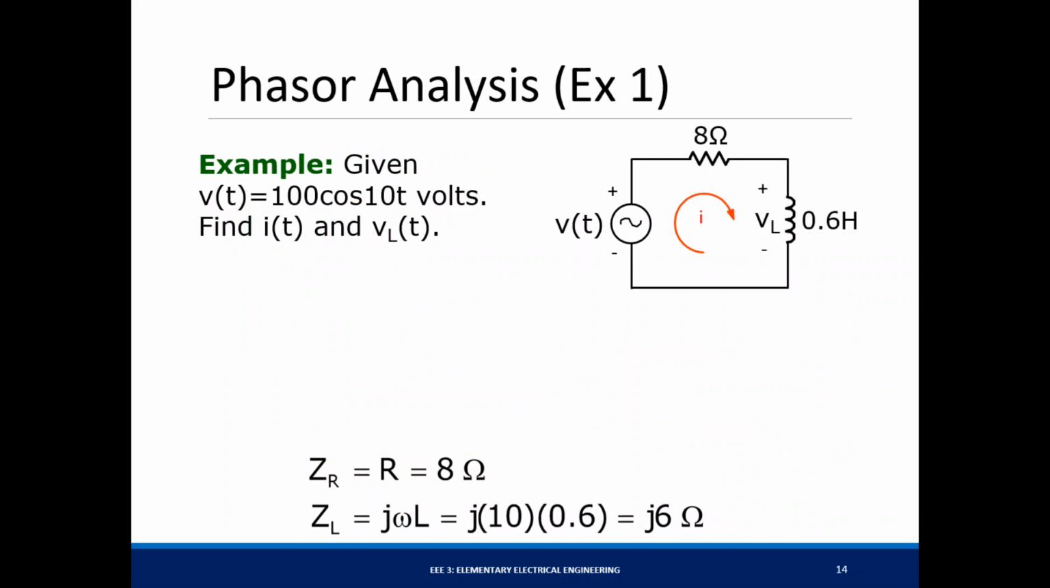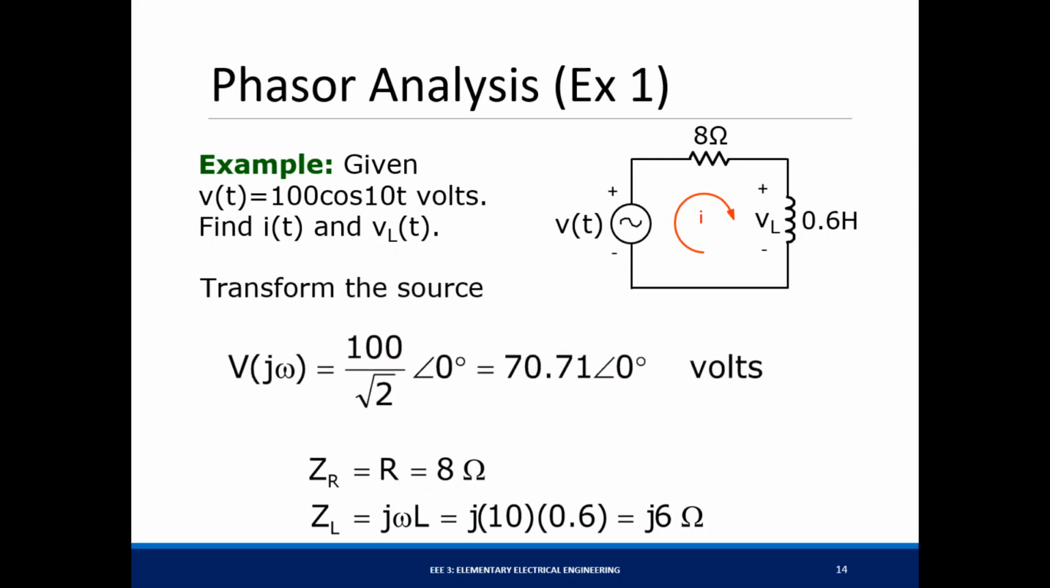Given V of t equals 100 times cosine 10t volts, find I of t and VL of t. First step is to transform everything into phasors. So we transform the source, it becomes like this. Your resistor of 8 ohms is still the same. And your inductor of 0.6 henry becomes j6 ohms right here. So where did that come from? j omega L. So that's j times 10 times 0.6.